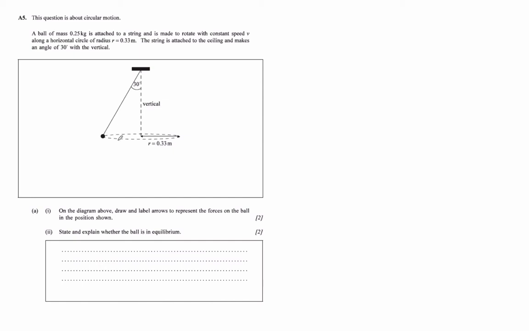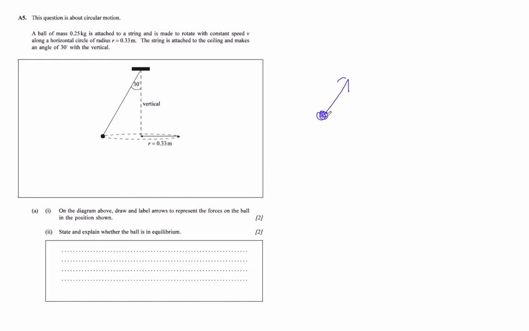All right, so this mass is going around in a circle like that, and it's holding, as it goes around a circle, this is at a 30-degree angle. So here it says draw and label arrows to represent the forces on the ball in the position shown. So what you want to do is draw arrows that emanate from the ball, kind of like this.